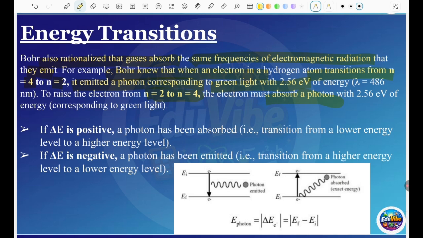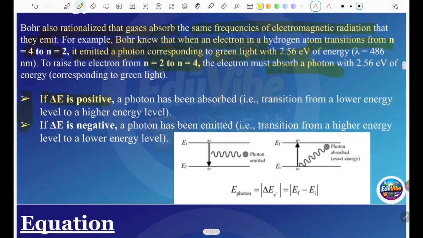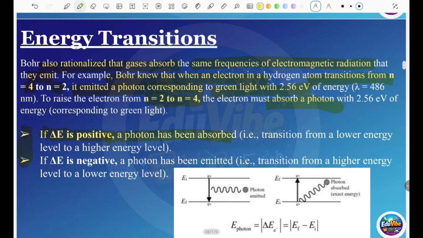But you have to know these two points about delta E. If delta E is positive and the photon has been absorbed, the transition goes from a lower to a higher energy level, like going from 1 to 4 or from 2 to 3. These are all lower to higher transitions, where delta E is positive and the photon has been absorbed.